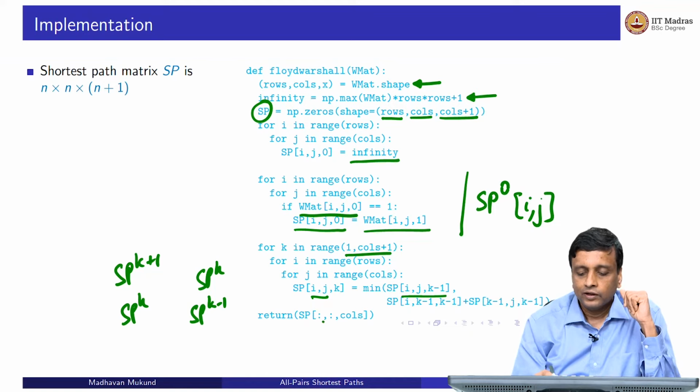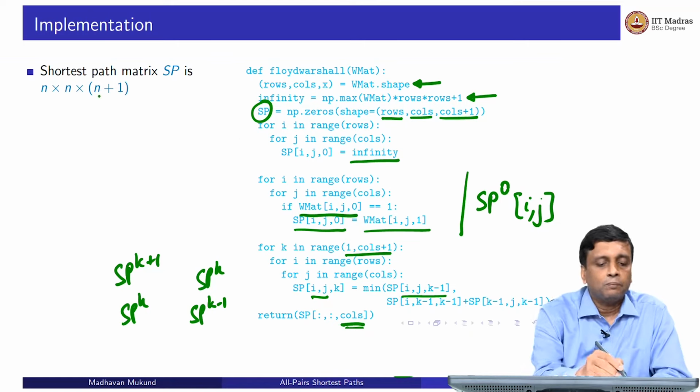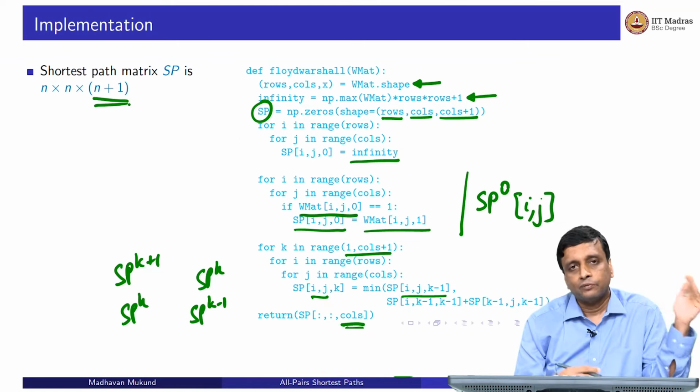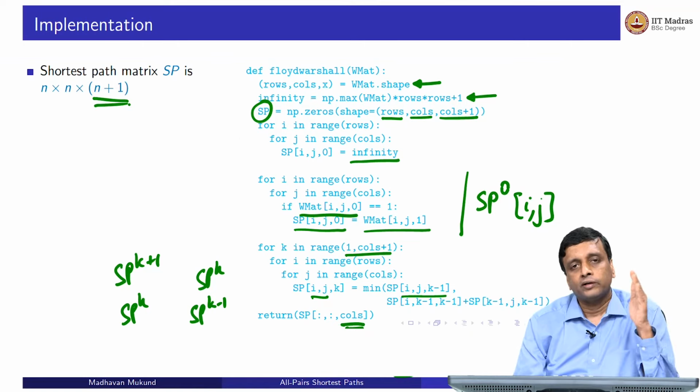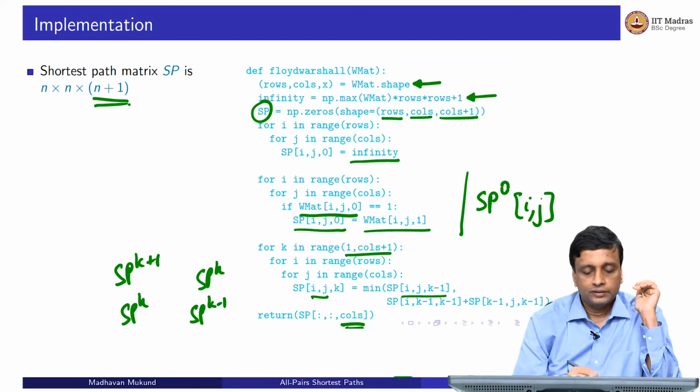And then finally, you have these n plus 1 levels at which you computed the shortest path. So you want to return the last one, and that's the one at index n, which is the number of columns in my thing, right? So this is what we get.